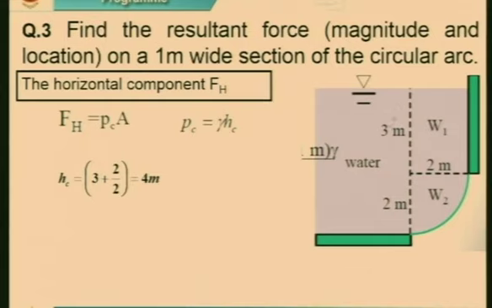Let me repeat. The HC is the centroid of the gate from the free water surface. This total curved distance is 2 meter. Half of this, 2 by 2, is 1, and from this point to this point it is 1 now, and from here you can see we are travelling 3. So HC becomes 4 meter. Is it okay?